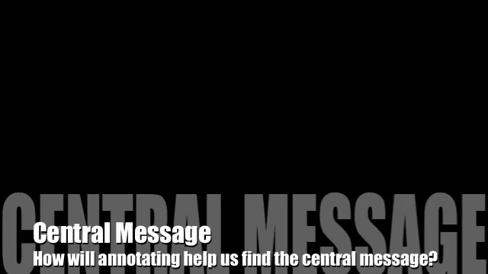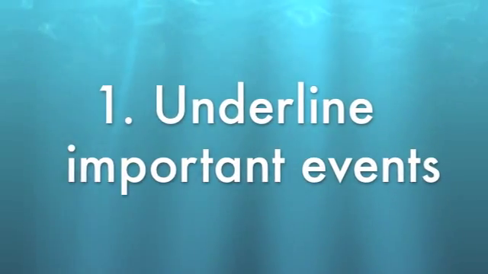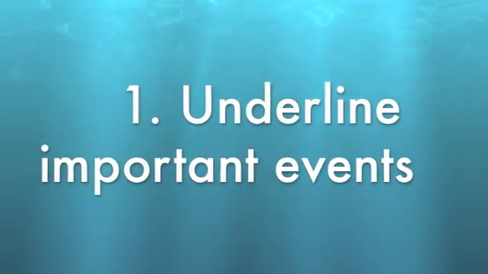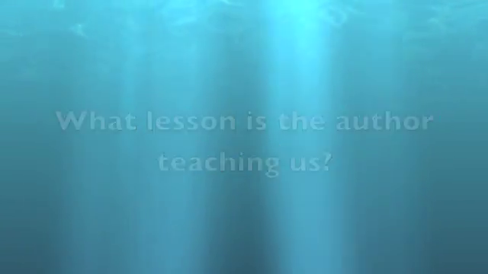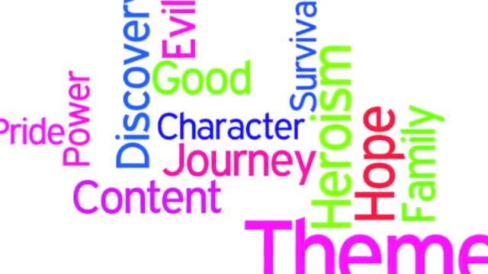How will annotating help us to determine the central message of a story? Since we're focusing on finding the central message, we will use what we've underlined, the important events, to help us. After we underline, we can determine the central message by piecing those events together. The important events we underlined will remind us what happened in the story, which we can use to determine what lesson the author was trying to teach.